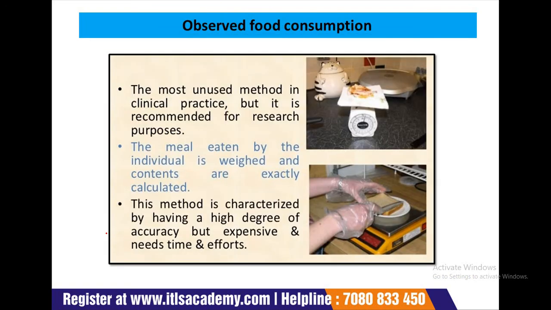And the last one is observed food consumption, the most unused method in clinical practice, but it is recommended for research purposes. The meal eaten by the individual is weighed and the contents are exactly calculated. This method is characterized by a high degree of accuracy but is expensive and needs time and effort.